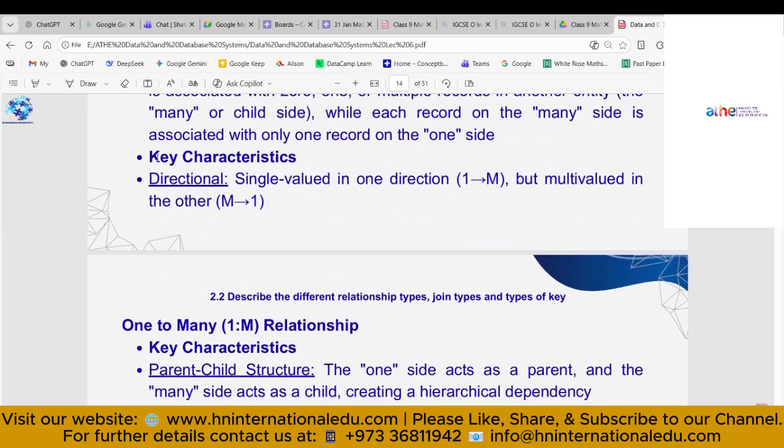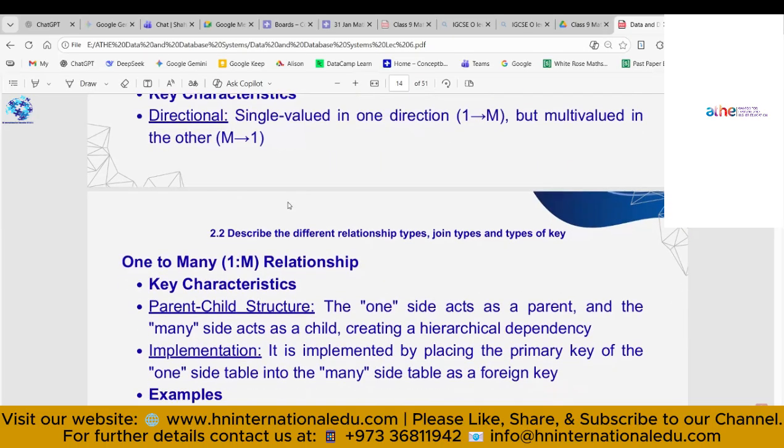Then next we have the key characteristics. It is directional: single valued in one direction, that means one to many, like one order has many items, but multi-valued in the other. So it has two directions. Many items are linked to one order like this.